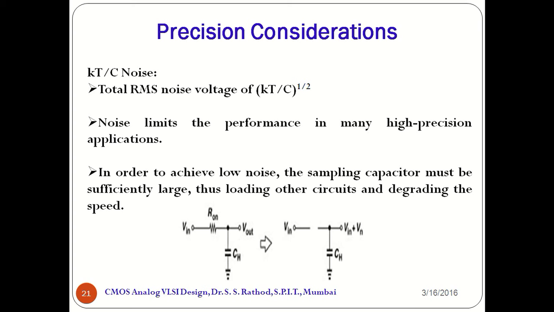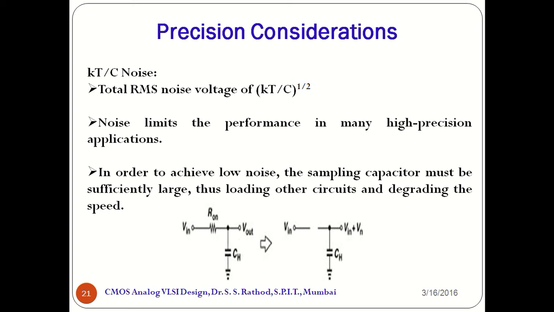So what this figure shows is that a similar effect occurs in the sampling circuit. The on resistance of the switch introduces thermal noise at the output, and when the switch turns off, this noise is stored onto the capacitor along with the instantaneous value of the input. Thus, the voltage at the capacitor will not be equal to Vin, but it will be equal to Vin plus noise voltage Vn. It can be very easily proved that the RMS voltage of the sampled noise in this case is still equal to square root of kT by C.